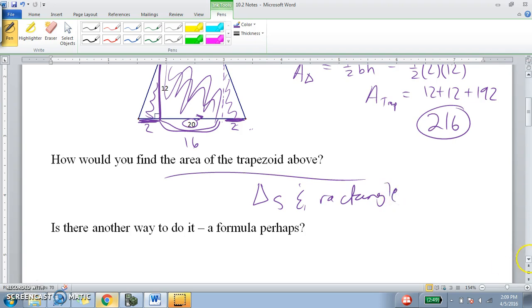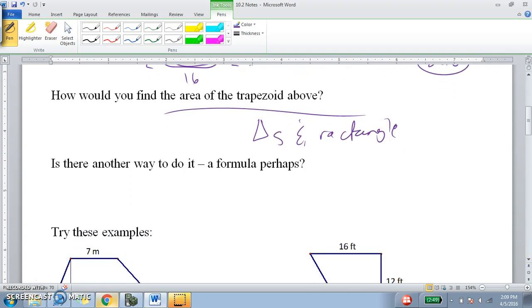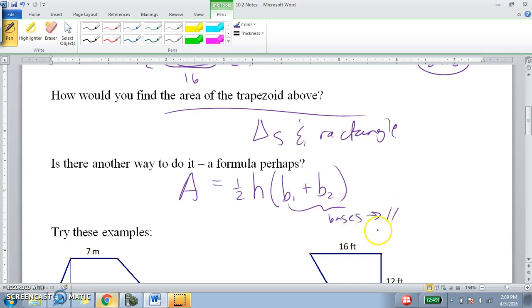Okay, there is an easier way to do it. There's a formula that takes all of this into account, breaking it into triangles and a rectangle and then adding it all together. So this is the formula. Area of a trapezoid equals 1/2 times the height of the trapezoid times one of the bases plus the other base. So these are the bases. These are the sides that are parallel to each other, so the top and the bottom. And then the height has to be perpendicular to both bases.